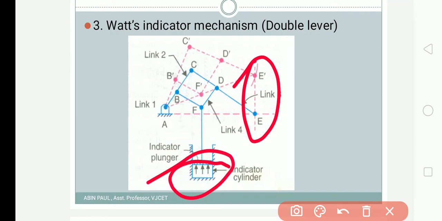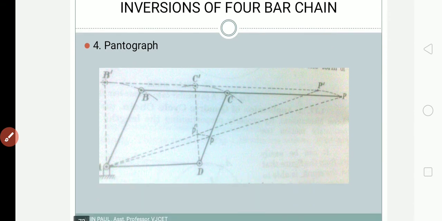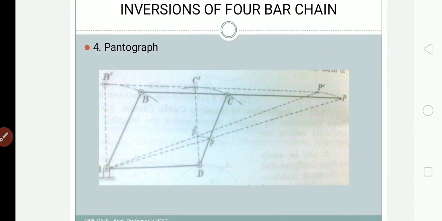It's a double lever mechanism, so it has two levers. This one, D, is one lever and this one is the second lever. So this also is a double lever mechanism. That is the third inversion of 4-bar chain. Then let us see the next one. The next one is the pantograph. So it is also another mechanism.